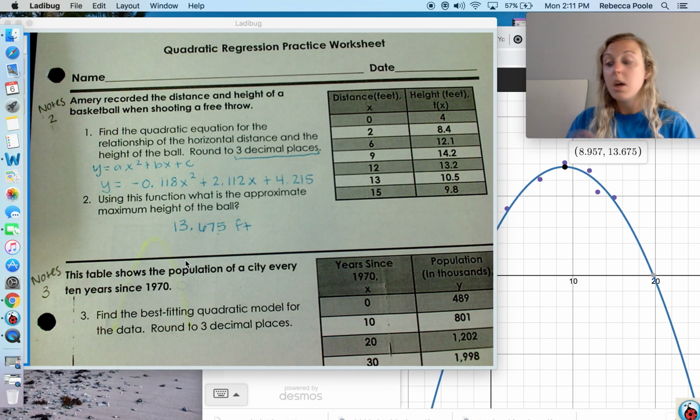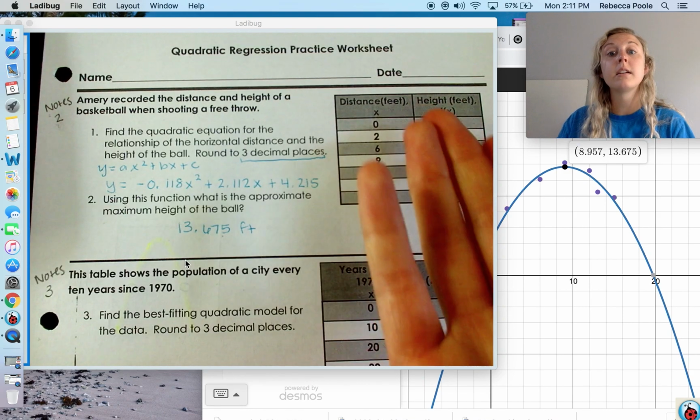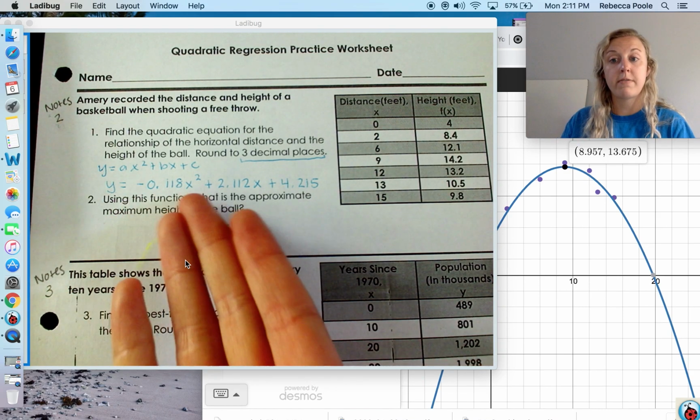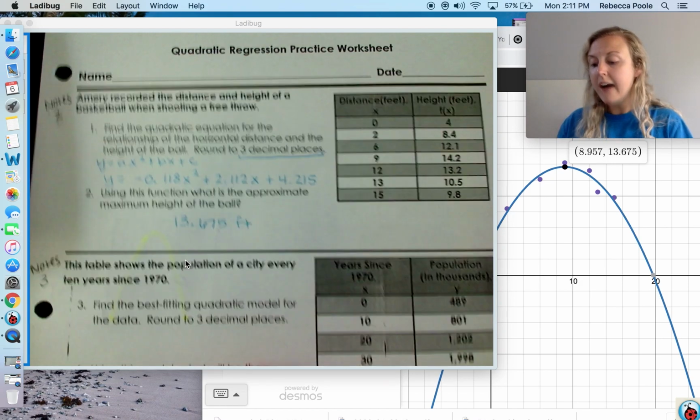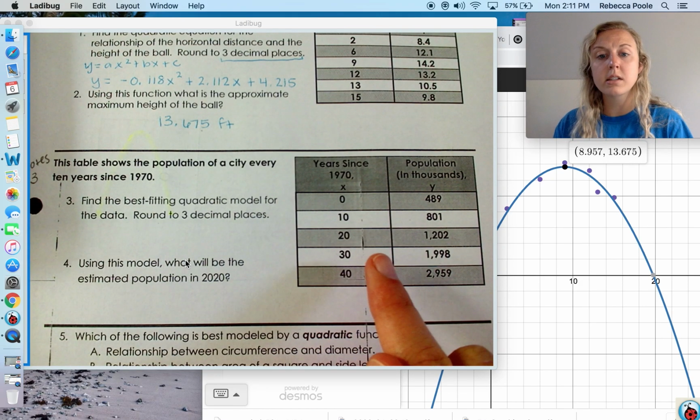Okay? So that's how you would type in the data in the table to find features. Sound good? All right. I actually don't think I need to do this next one.